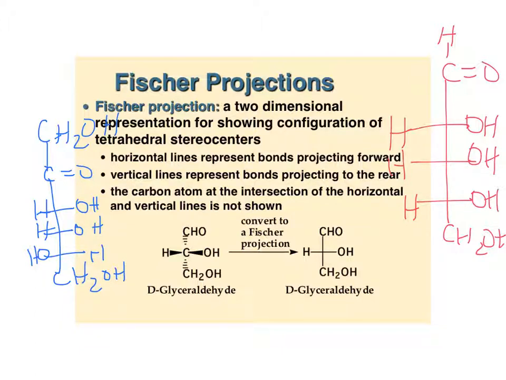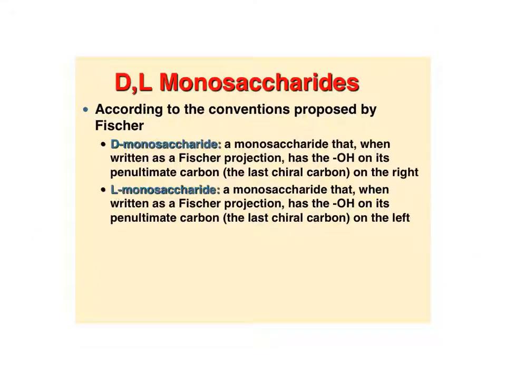If the carbonyl is not at the end, which is almost always the case for those that are biologically relevant at least, it's always on the second carbon. I can't think of a time when it's not on the second carbon. I've already covered the D versus the L monosaccharides. It's the penultimate carbon, because that's the last of the chiral carbons, and it's all based off of glyceraldehyde, once again.